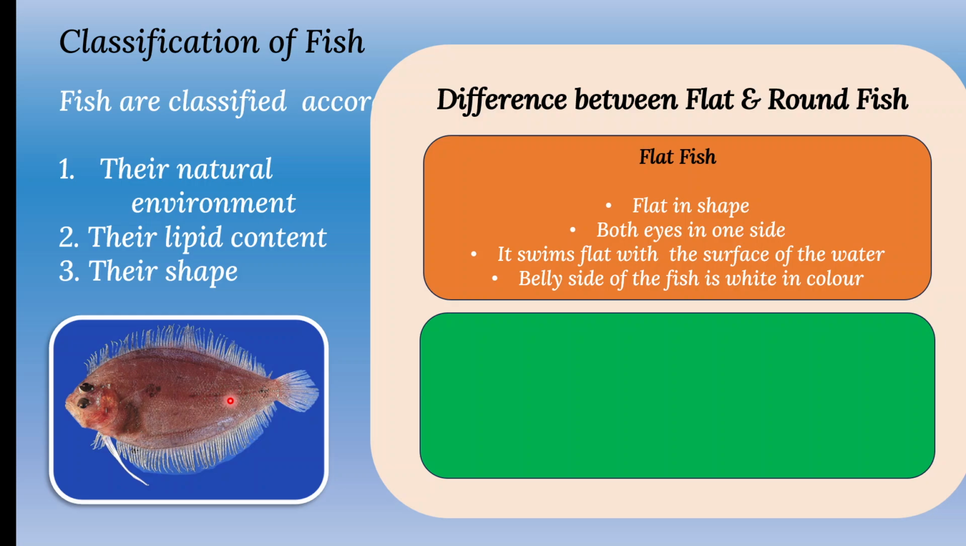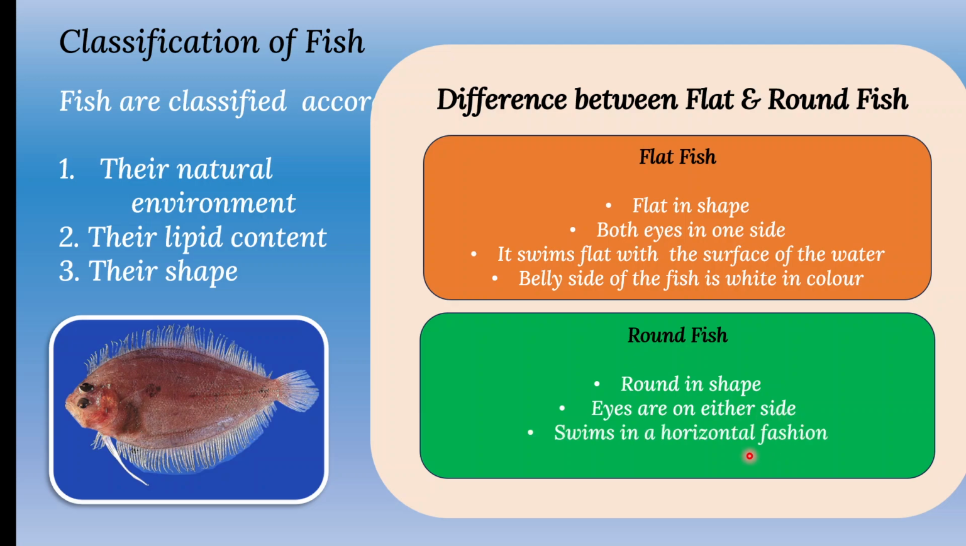Then the round fish. It is round in shape, roundish. Eyes are on either side. Like in flatfish, we have both eyes on the same side; in the case of round fish, eyes are on either side. Swims in a horizontal fashion. Flatfish swim flat. Round fish swim horizontal. Both the sides are of the same color.